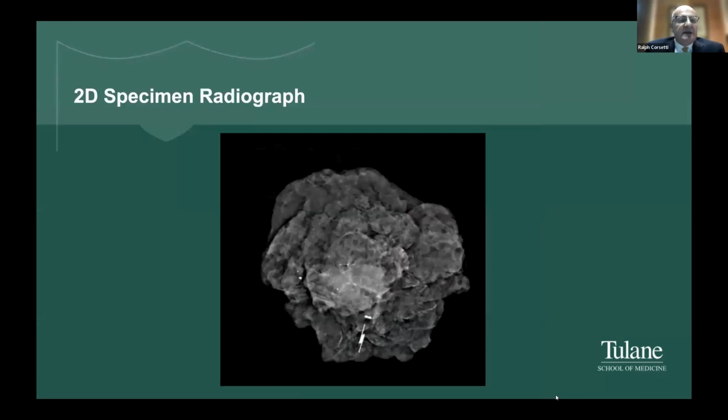So here is the 2D image, and you can see the marker, as expected, inferior to the mass. When we measured here, you can see it's slightly eccentric. The tumor has been excised, but it's certainly closer to that inferior medial margin.